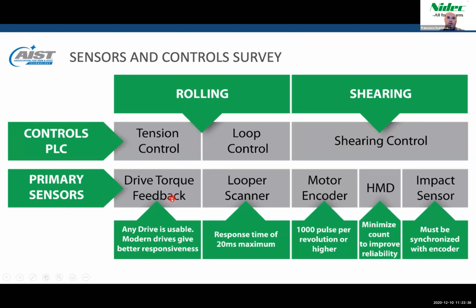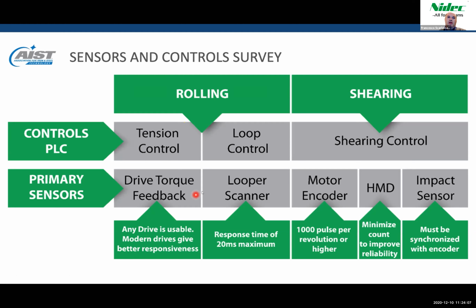And from our point of view, any drive can be used because a successful implementation can even be achieved with analog drive. For example, torque control can be managed with the current feedback on DC motor. Of course, modern drives perform with a higher responsiveness and better signal integrity, but also old analog drives can do the job.